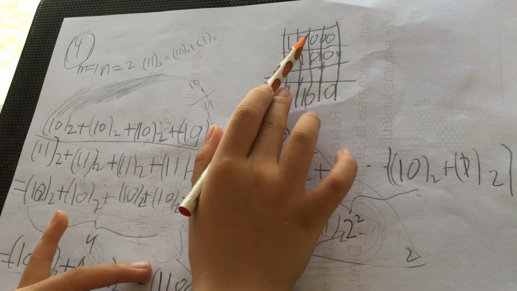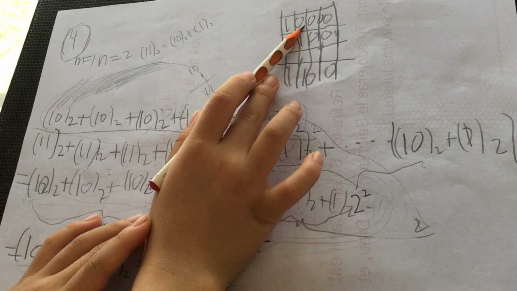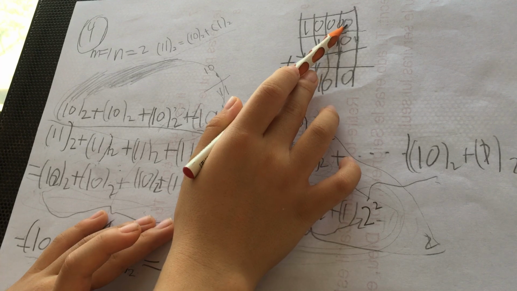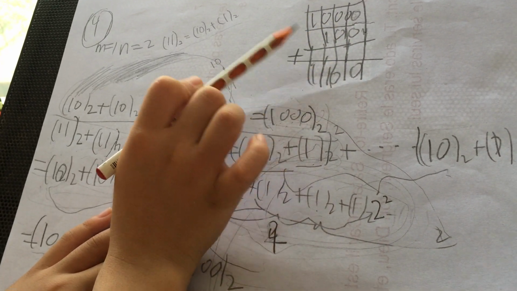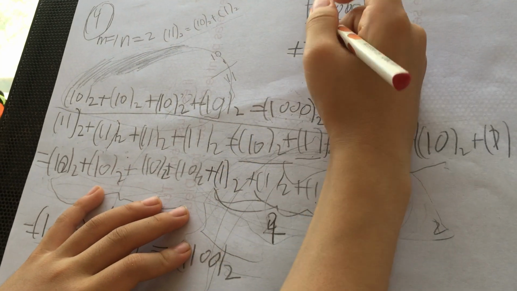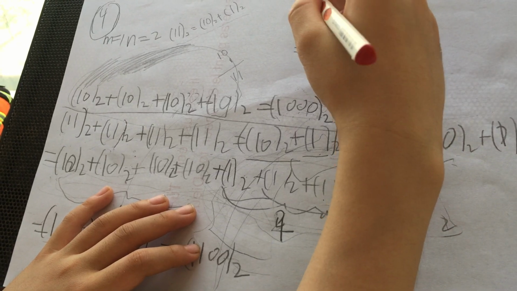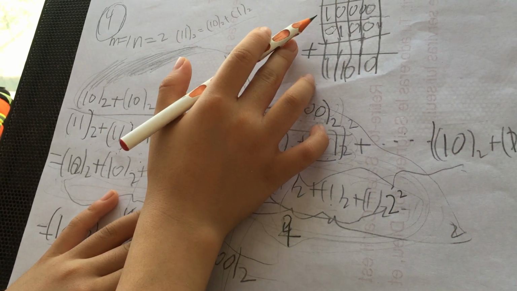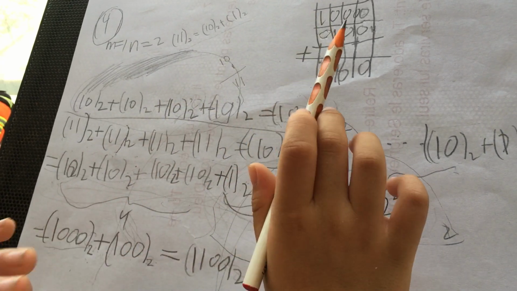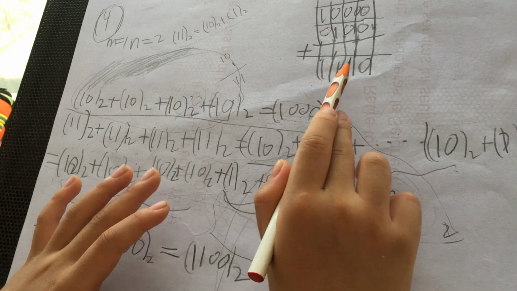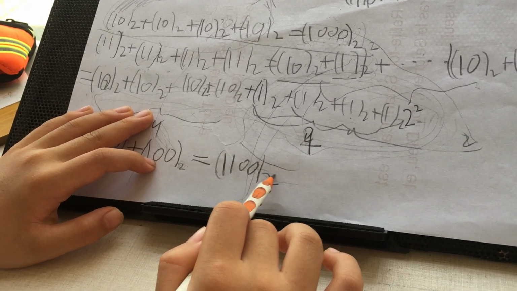Okay, so we have 0 plus 0, which equals 0. 0 plus 0, 0. And 0 plus 1 equals 1. And 1 plus 0, because this is 1, 0, 0, not 1, 0, 0, 0, we have 1 plus 0, which equals 1. So which equals 1, 1, 0, 0. So the answer is 1, 1, 0, 0 in base 2.